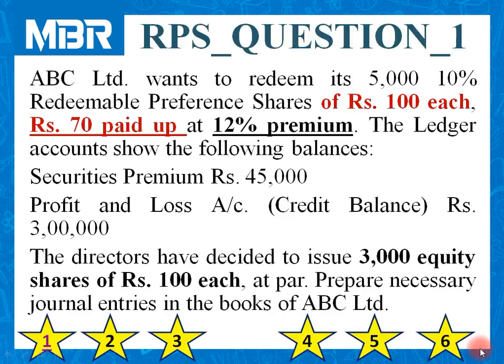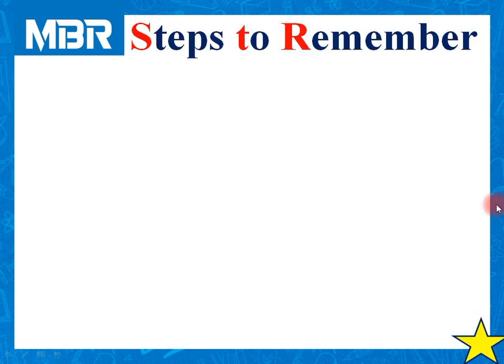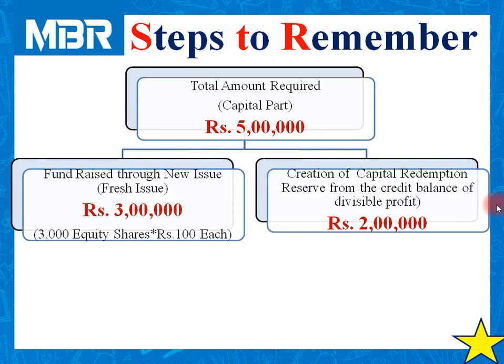Now, we need to arrange 5,60,000. As per the provisions of Companies Act 2013, we need to arrange fund for the capital part, that is for rupees 5 lakhs, and for the redemption premium part, means for 60,000. Let us check the arrangement of the fund.